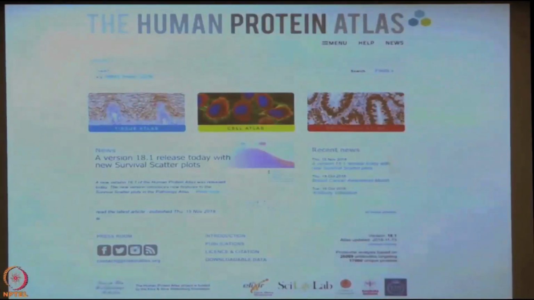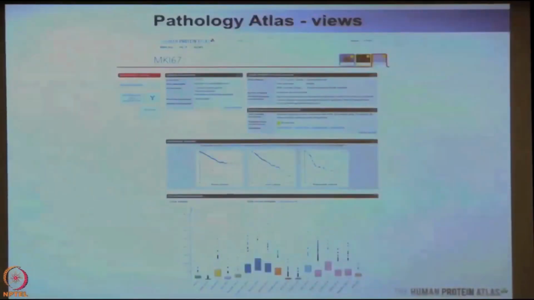Okay, so I will just show you a few last slides from the newest version of the Pathology Atlas. It's now called 18.1. We did an update just 2 months ago, where we introduced something we called survival scatter plots. And I'll show you the views then from the pathology atlas.